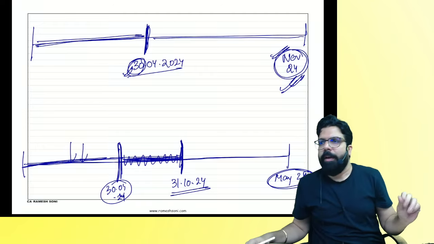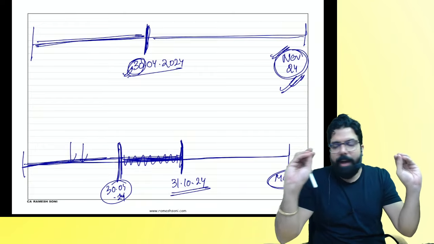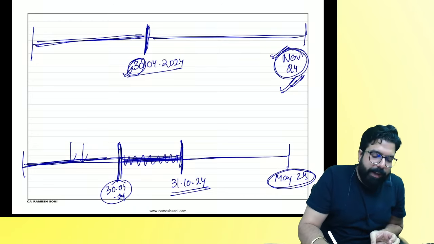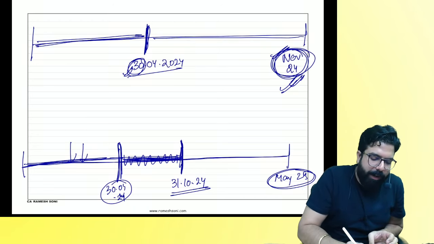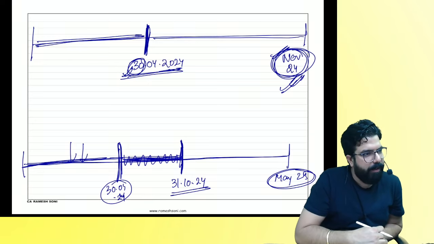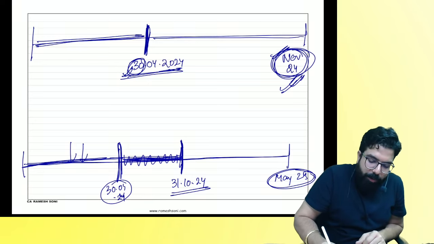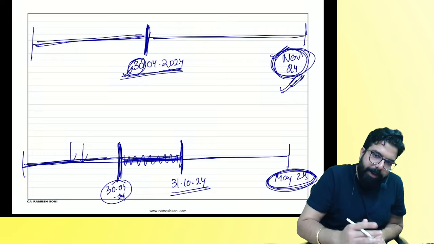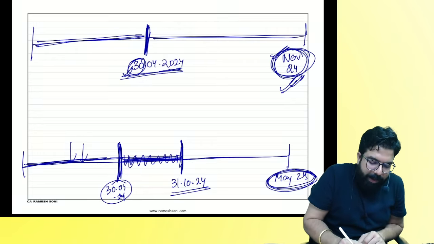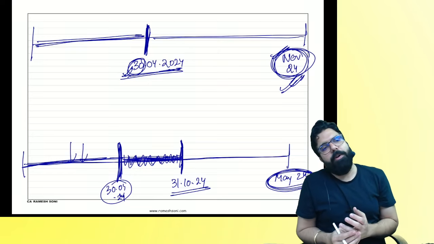Okay, everyone, don't worry about it. Are we all clear till here? Tell me one thing. For the November 24 students, all the amendments we will discuss in the class. For May 25 also, till 30th April, we will discuss the amendments. After that, if any amendment comes, it will be uploaded on the YouTube channel.